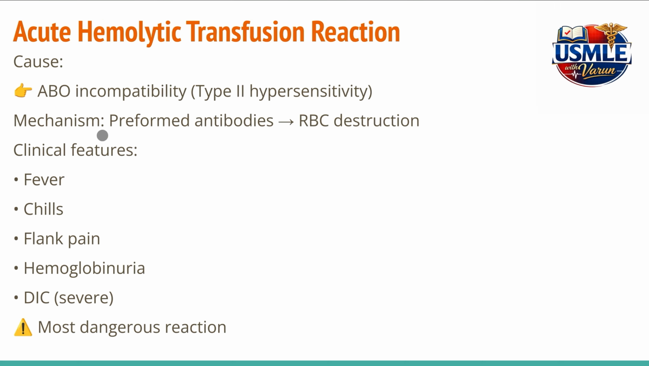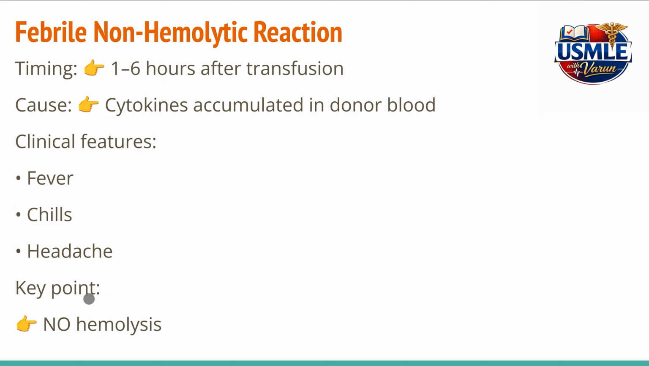Acute hemolytic reaction is the most dangerous transfusion reaction of all. It is caused by ABO incompatibility. Preformed antibodies destroy transfused RBCs in acute hemolytic transfusion reactions. Patients develop fever, chills, flank pain, hemoglobinuria, and can even develop disseminated intravascular coagulation. If this happens, transfusion must be stopped immediately because it is the most dangerous and life-threatening reaction.